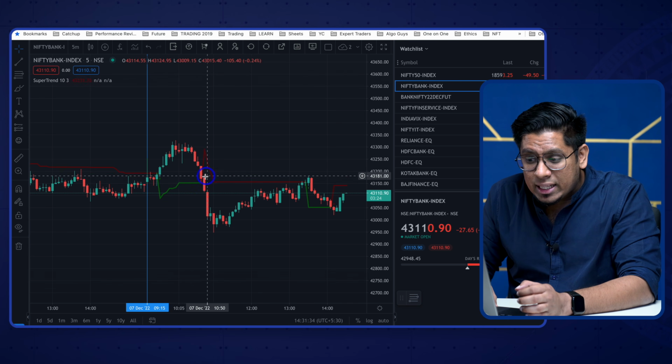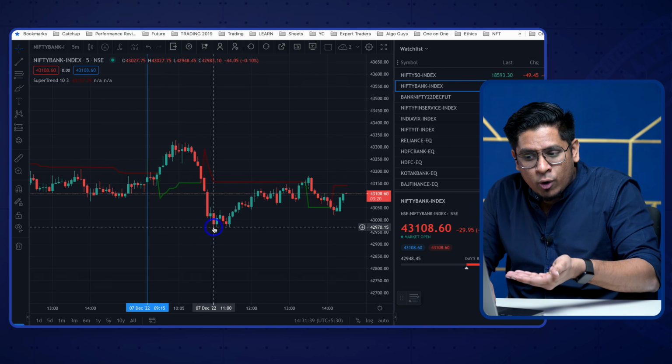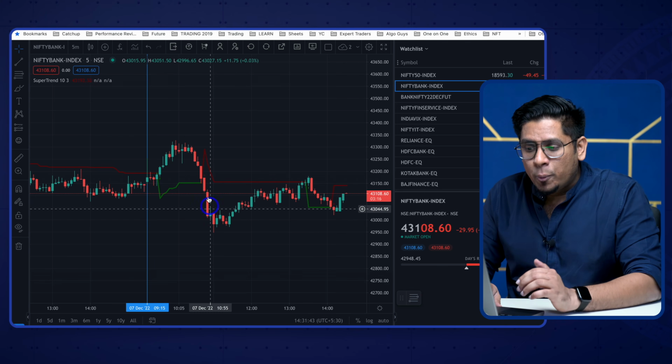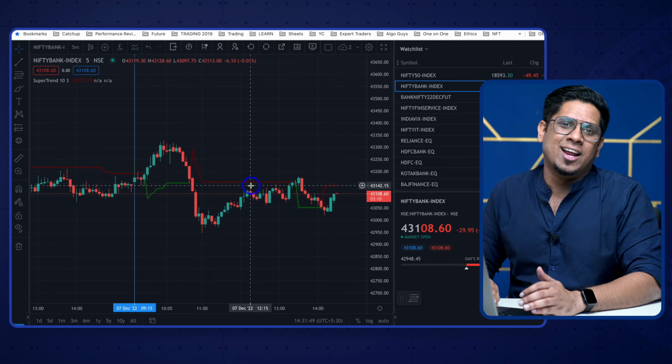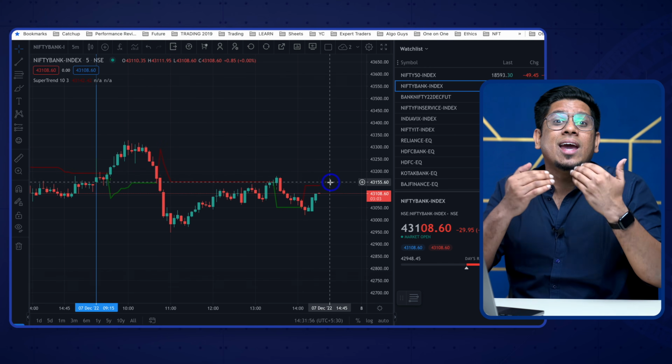At this point you can see that Bank Nifty's price actually crossed the super trend line and started moving down. Now here you can see that Bank Nifty's price is staying below the super trend line, and for that reason the super trend line is red in color. So as Bank Nifty keeps on moving, the super trend line is created then and there.